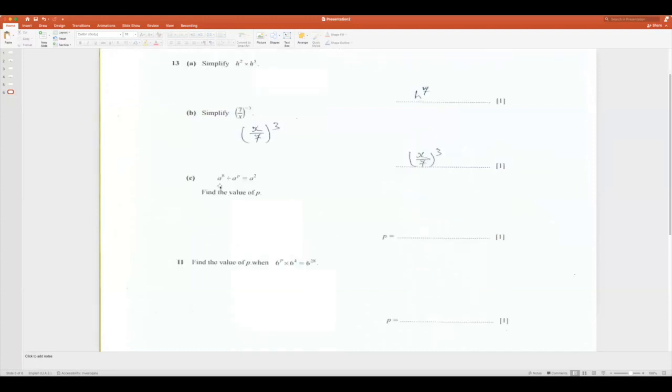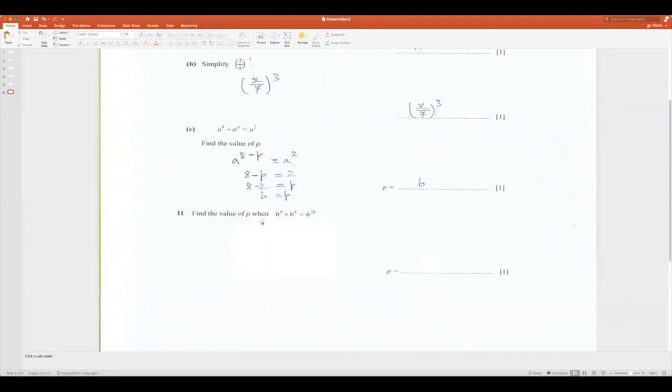So reciprocal. a to the power 8 divided by a to the power p equals a to the power 2. Find the value of p. So base is same, division means subtraction. a to the power 8 minus p equals a to the power 2. Base is same, then 8 minus p equals 2. Then p equals 8 minus 2, 6. p equals 6. Find the value of p when 6 to the power p into 6 to the power 4 equals 6 to the power 28. So this is addition. p plus 4 equals 28. p equals 28 minus 4, 24.